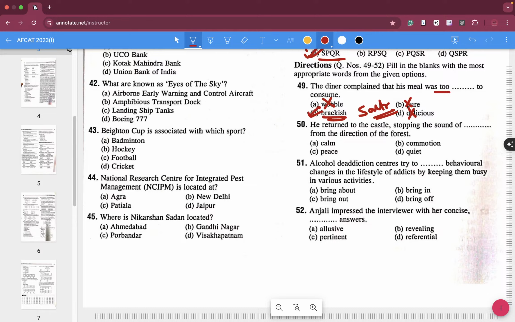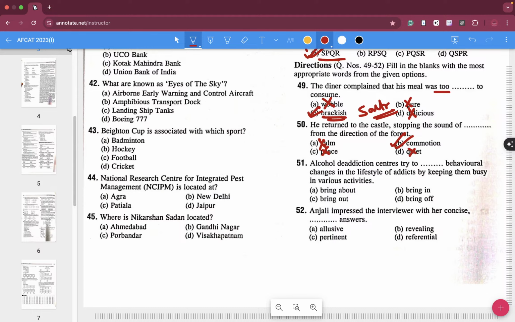Okay. Now next question number 50. He returned to the castle, stopping at the sound of. Will you stop at the sound of calm? Will you stop at the sound of peace and quiet? Stop at the sound of commotion. Commotion means there is some movement, some stuff is happening, which is suspicious kind of stuff. Okay, that is your commotion, folks.